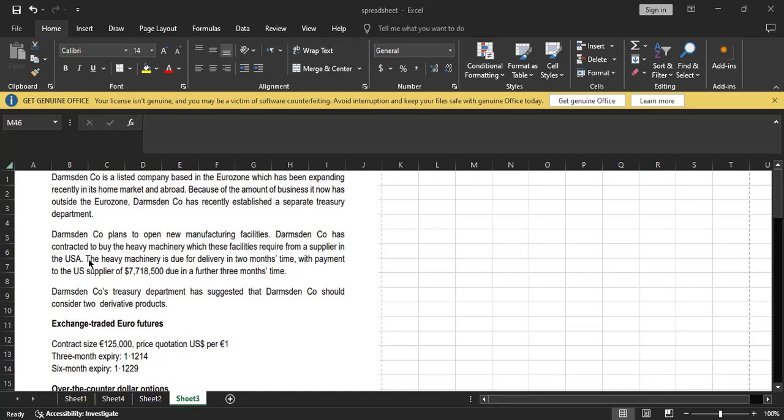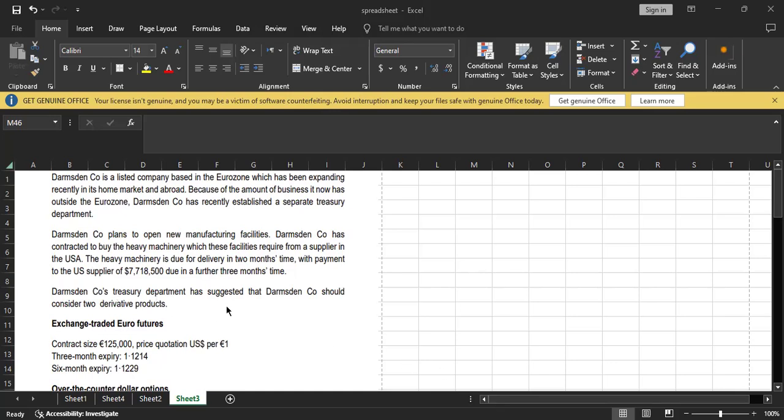So guys, from these two paragraphs, you must be having a know-how that what is going to happen. This company's home currency is the euro and the foreign currency is the dollar, because the company is based in the eurozone and this company has to pay its supplier a foreign currency, that is the dollar.